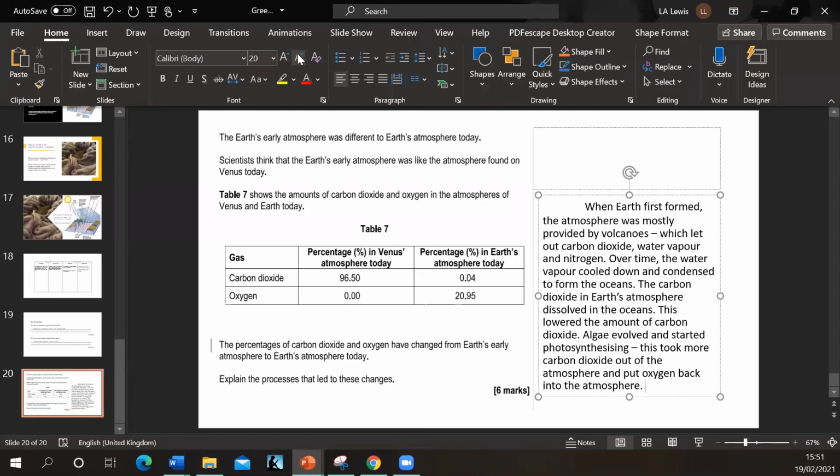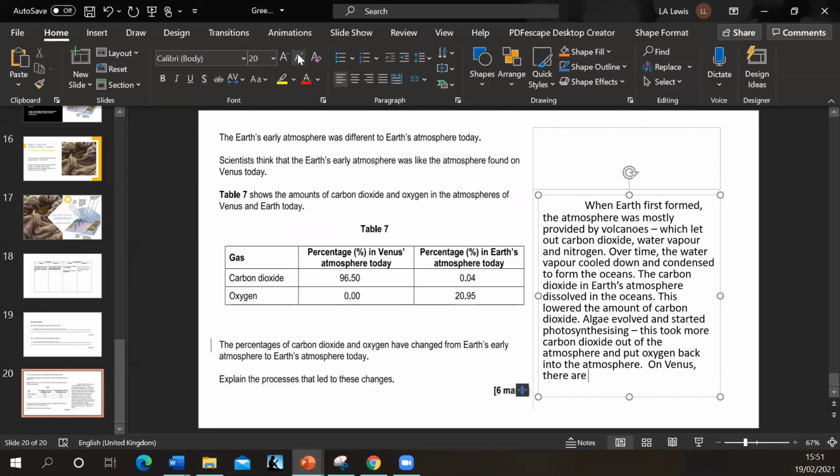So it's the photosynthesis that's important here, because there's no living things on Venus. On Venus there are no oceans, bit of bonus content for you, and no life, no plants to give oxygen. So it just kind of stays the same as it was when it first formed, really.